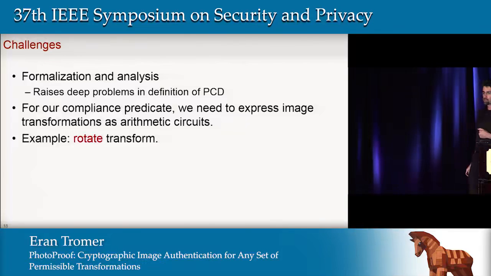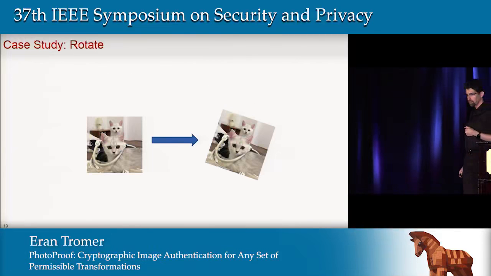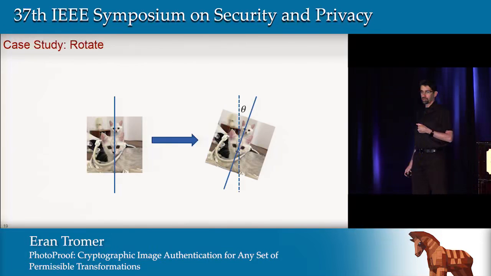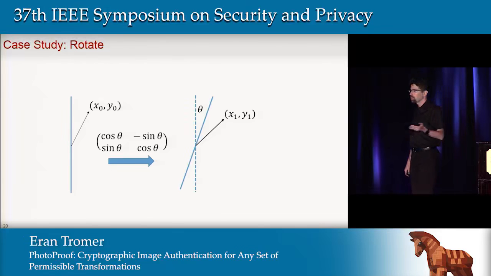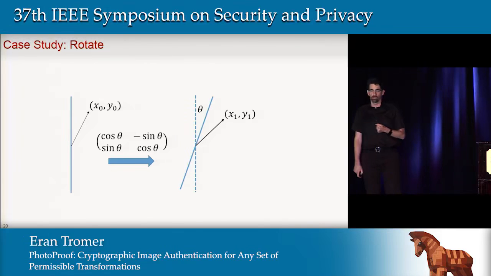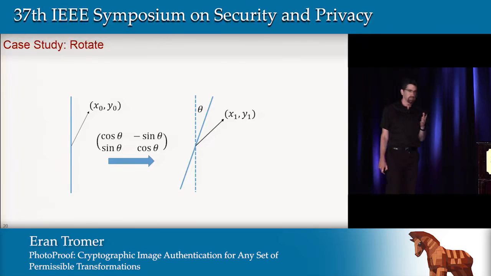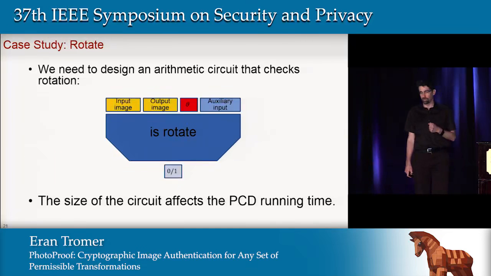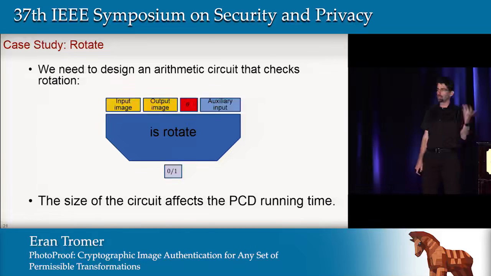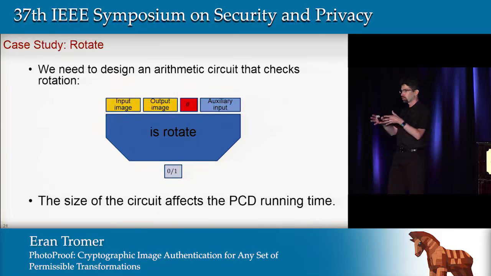And let me exemplify that by looking at rotations. Image rotation by an arbitrary angle theta, you can represent that as multiplication by a rotation matrix consisting of some trigonometric functions of theta. And if you implement that as a compliance predicate, you find yourself expressing that within the language of roughly arithmetic circuits, because that is the native language for the cryptographic scheme. So we need an arithmetic circuit that gets the input image, the output image, the angle, maybe some auxiliary inputs, and decides whether this rotation was done correctly, whether it's permissible.